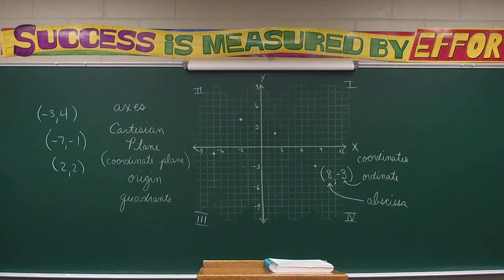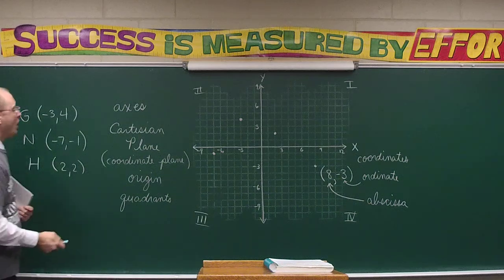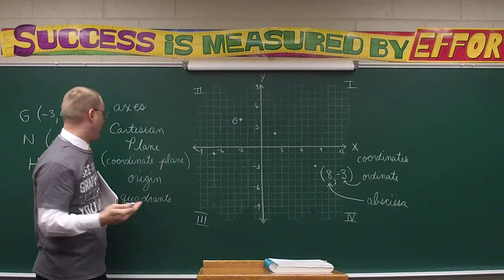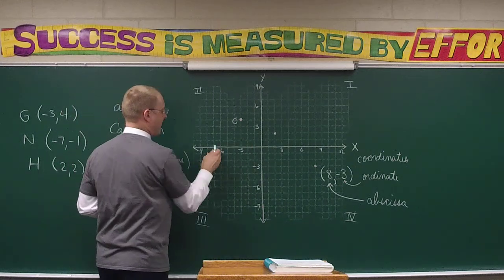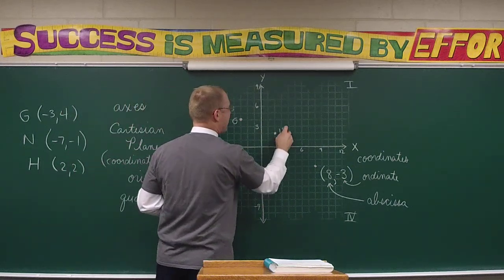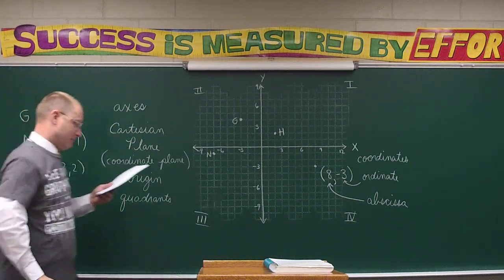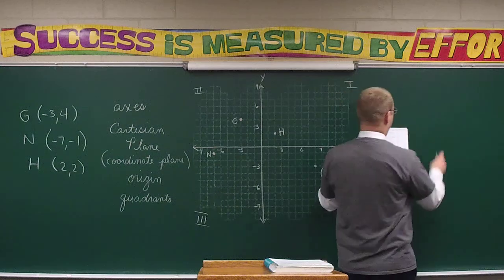If I wanted to label a point, oftentimes, even in geometry, points are indicated by capital letters. So for instance, if I wanted to call this point, let's just say G. If I want to call this point N. If I want to call this point something random like H. Okay? Well, I would label -3, 4, I would put the capital G next to the point. If this point were N, I would put the capital N next to the point to label it, or the H next to that point. Does that make sense?